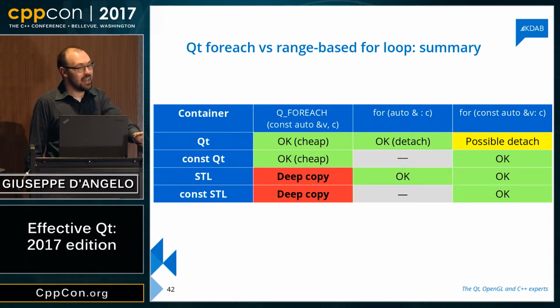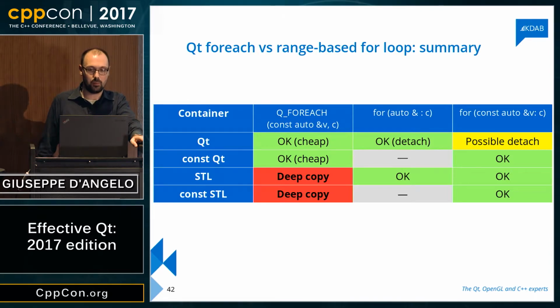So the second case is where I have a mutating loop, in which case, of course, I must pass in a non-const container, and it is okay to detach if I'm using a Qt container because this is a mutating loop. I need to modify the copy. If I'm creating a non-mutating ranged for loop, then beware that this might detach the container, even if you're not touching the container from within the body.